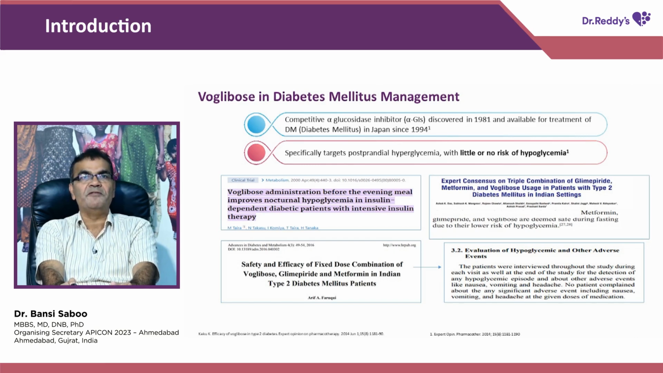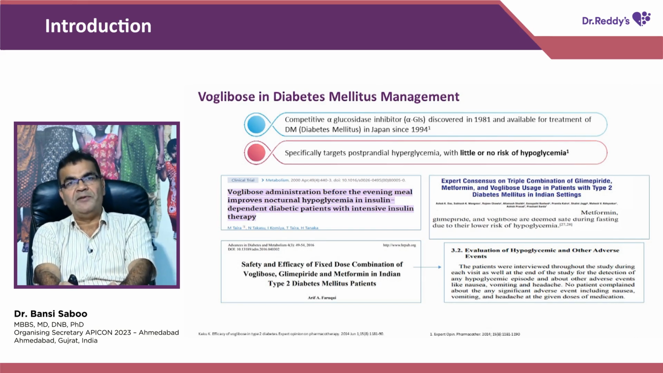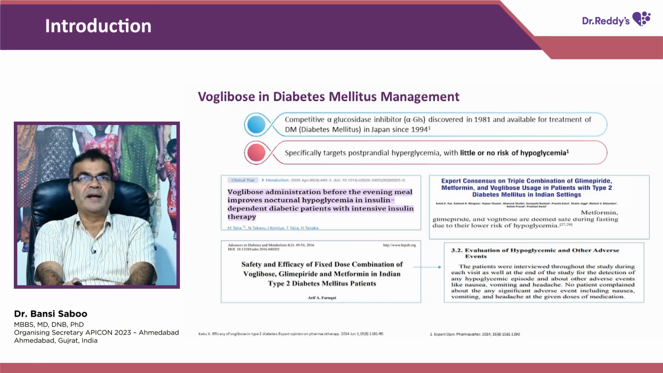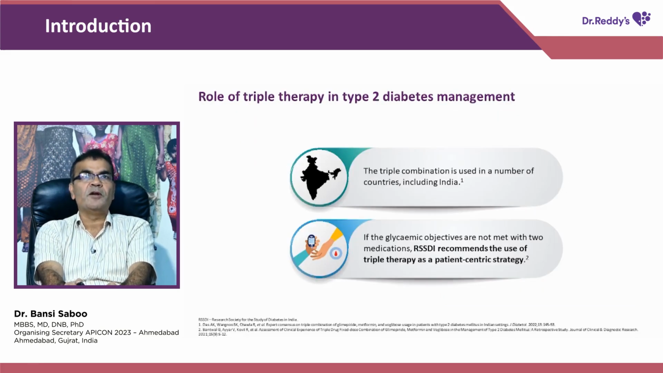And we have availability of fixed dose combinations of voglibose with metformin, and voglibose, glimepiride and metformin, a unique combination of sulfonylurea, metformin and voglibose in our country, which is approved, and many of the companies have this combination, which we use for many of our patients. This triple combination is used in a number of countries, but India is one country where we use it very often. If the glycemic targets are not met with two medications, the RSSDI, our national society, recommends the use of this triple drug as a patient-centric strategy for patients whose post-meal glucose is not getting controlled.